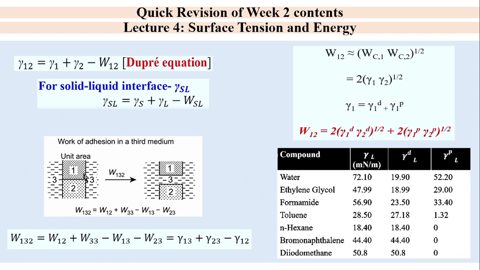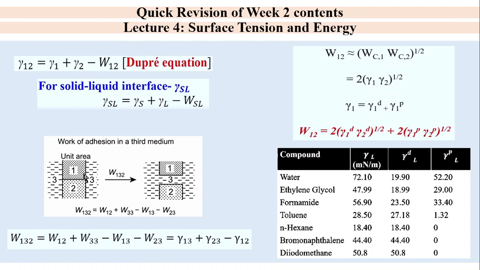So next in the lecture, we discussed the Dupre equation, which gives the relation between the work of adhesion and the interfacial tension. That is, gamma 12 is equal to gamma 1 plus gamma 2 minus W12. As I said earlier, for a solid-liquid interface, if solid is represented by 1 and liquid by 2, the formula changes to gamma SL is equal to gamma S plus gamma L minus WSL.